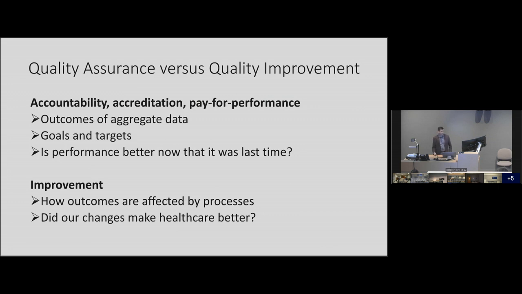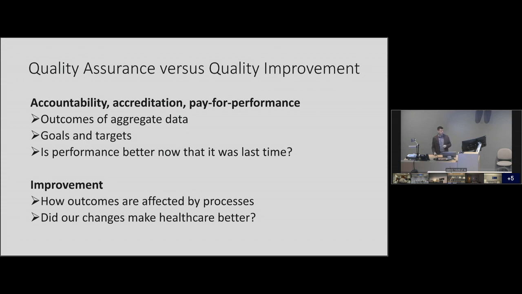And so that's where I wanted to highlight the difference between indicators that are being used for accountability, accreditation, pay for performance, which are really outcomes of aggregate data. They give you a goal or target. They tend to cycle every 6 months or quarterly. And the question when you look at them is, is performance now better than it was last time? Nothing's really changed. You haven't potentially done anything that would make that indicator different except providing the data.